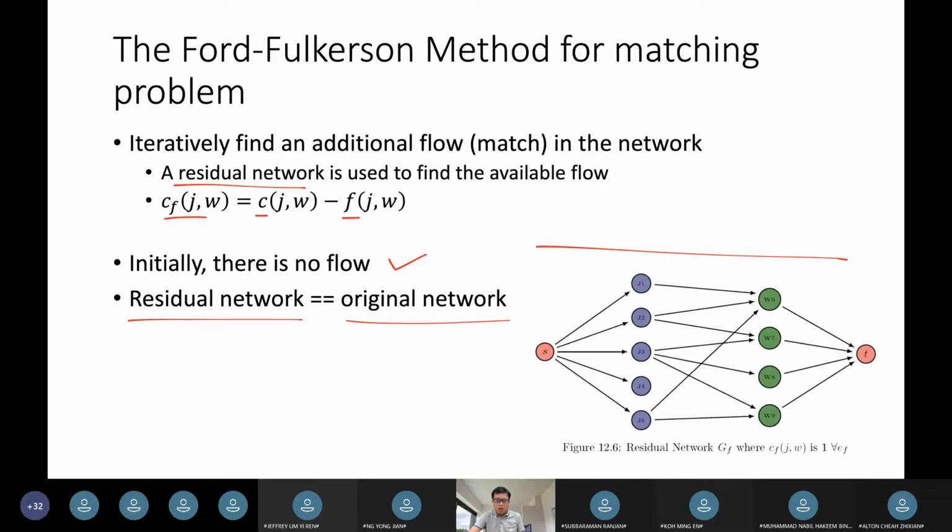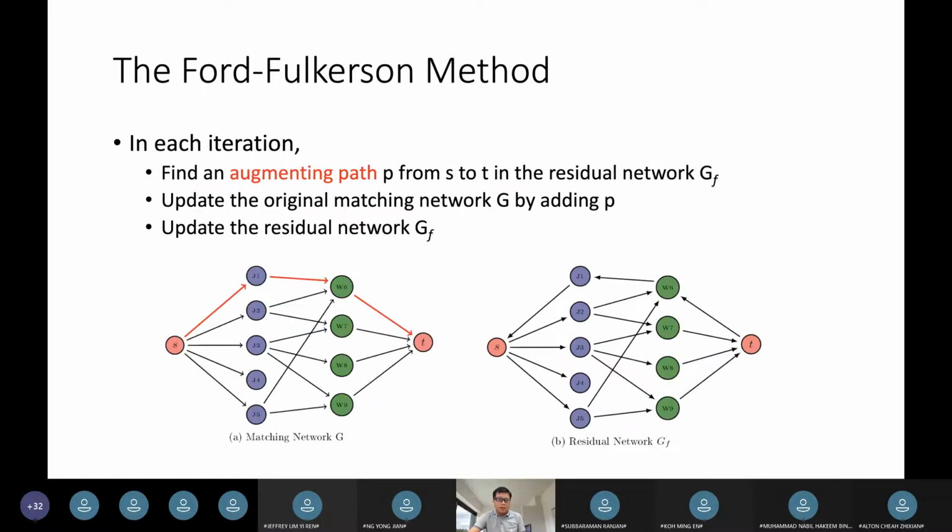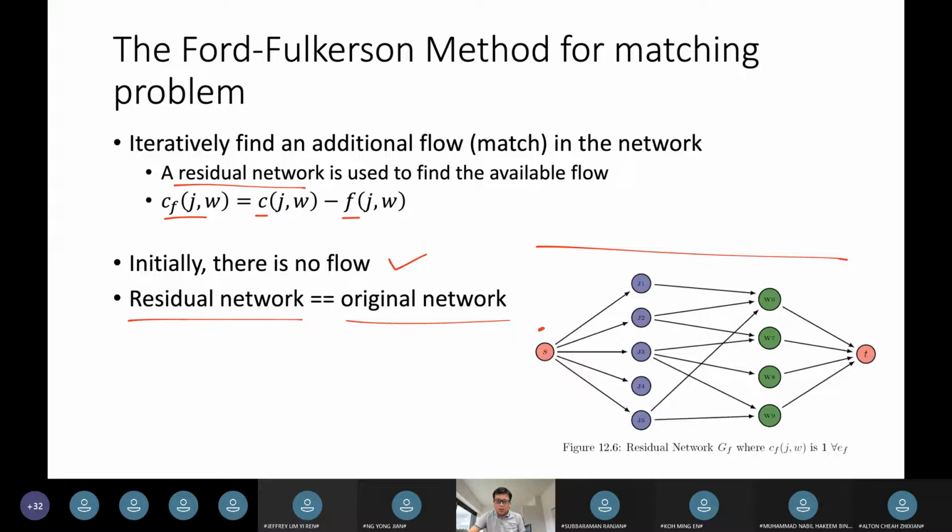Then the Ford-Fulkerson method does the finding of additional flow. For each iteration, we find an augmenting path P from S to T. It means that we look at the residual network. This is the matching, and this is the residual. At first, the residual network looks like this. Then we look at the residual network and find whether there is any path from S to T or not.